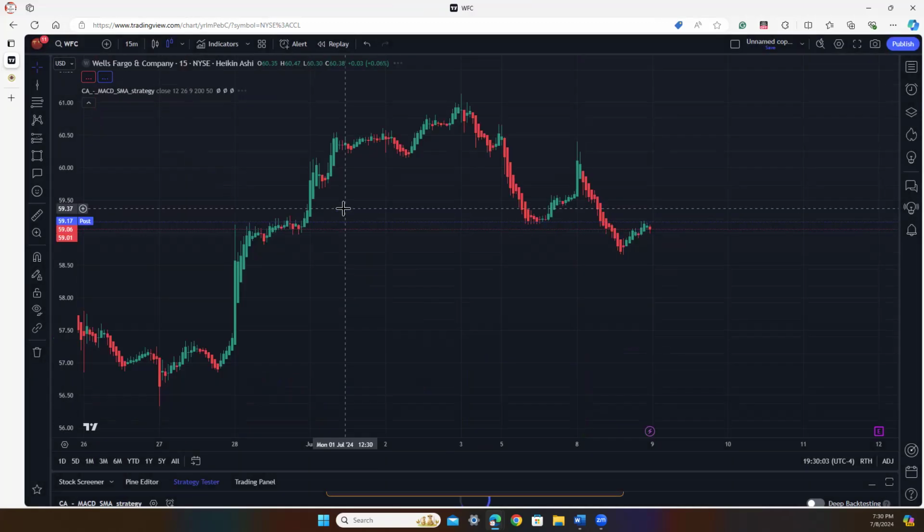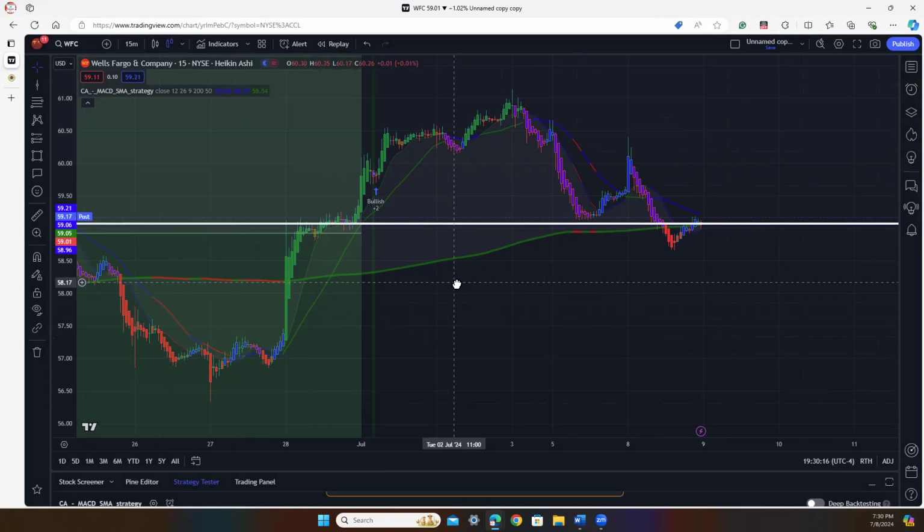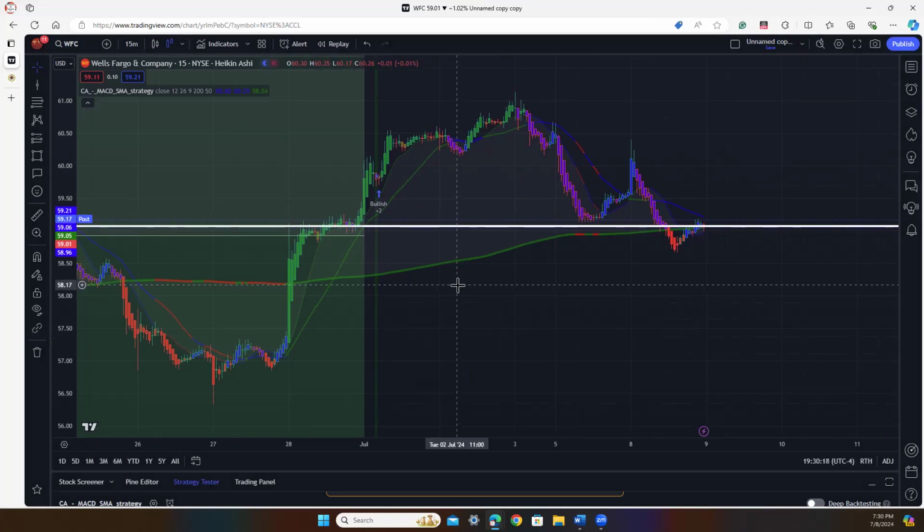Wells Fargo, you can see where you have a solid buy signal. Looks like it may be crossing over, but keep in mind, Wells Fargo is on our list because they have their earnings report this week.